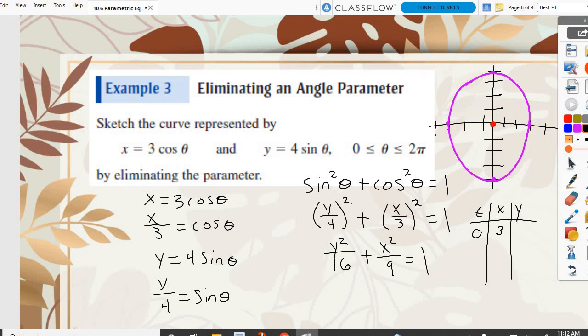And then y is 0. So if cosine, I'm plugging in x equals 3 cosine of theta. Sorry, this should be a theta, not a t. I'm plugging in 0 for theta. Then, if I plug in 0 for my theta in my sine equation, what do we get? 0. That one we do get 0.